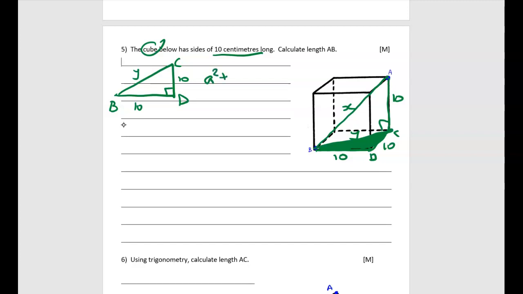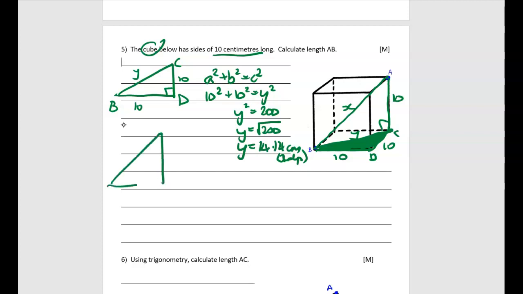So A squared plus B squared is equal to C squared. A and B are both 10, so 10 squared plus 10 squared is equal to Y squared. Y squared is equal to 200. Y is equal to the square root of 200, which means Y is going to be equal to 14.14 centimeters, and I rounded that to 2 decimal points. Now that I've got that Y value along the bottom, I can extrapolate that. Let's draw the big triangle across the middle. There is B. There is A on the top, and there's C down the bottom.